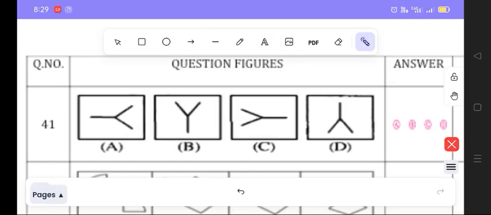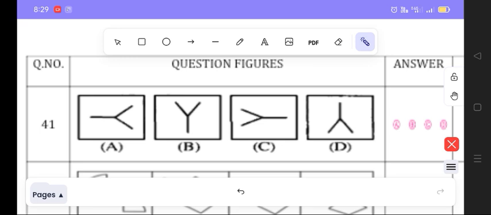Good evening, dear students. Now, let us discuss question number 41 to 50 in the chapter Odd Man Out. Here, three question figures will be similar in nature. One will be different. We are going to identify the different one.